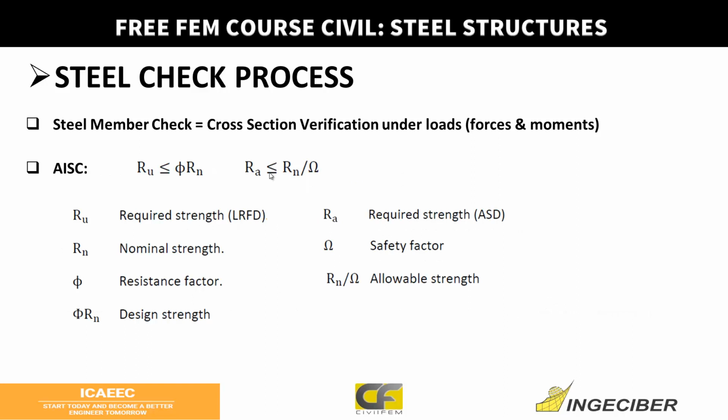For American codes, the AISC codes, the required strength must be below the design resistance, or the required strength must be less than the allowable strength. So the ratio must be below 1.